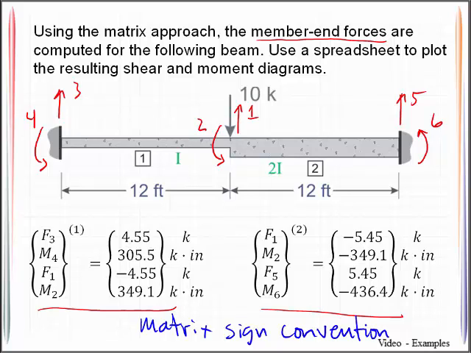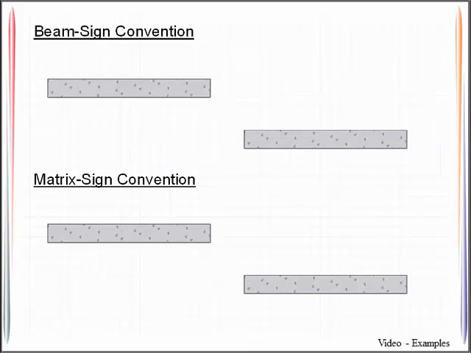Now, as a reminder of what that sign convention is, I will come over here and indicate that that is a positive shear when I have an arrow on the left end of the member, and a positive shear here when I have the arrow on the right end of the member. Positive moments are these counterclockwise moments as such.